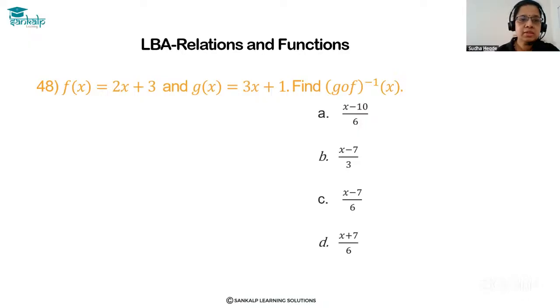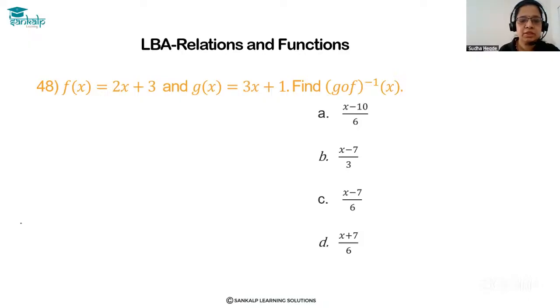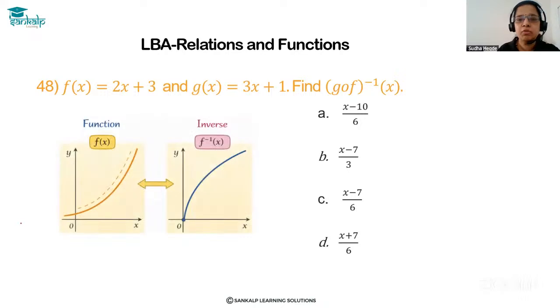The question is f of x is equal to 2x plus 3, g of x is equal to 3x plus 1. Find g composition f inverse x. Okay, so f of x is given, g of x is also given. You need to find g composition f inverse of x.